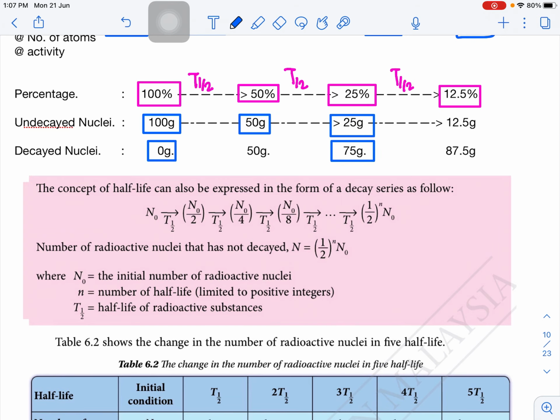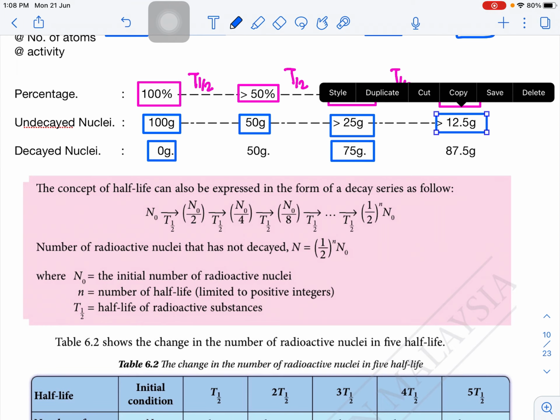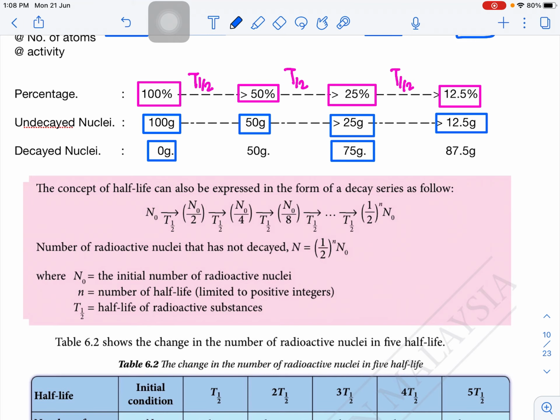So for another half-life, from 25 gram it will become 12.5 gram. So this is the undecayed nuclei, the mass of undecayed nuclei. So what is the decayed nuclei? The decayed nuclei is 87.5 gram. So how to get 87.5 gram? It is the subtraction of the initial mass of the element, that is 100 gram, minus the undecayed mass of the nuclei, that is 12.5 gram. So we get 87.5 gram.